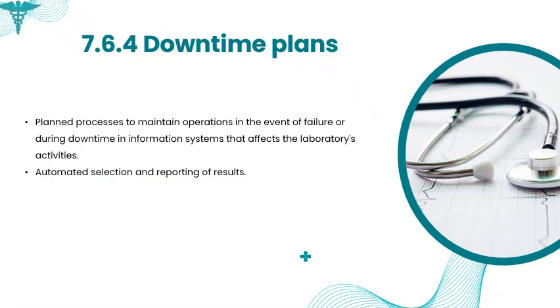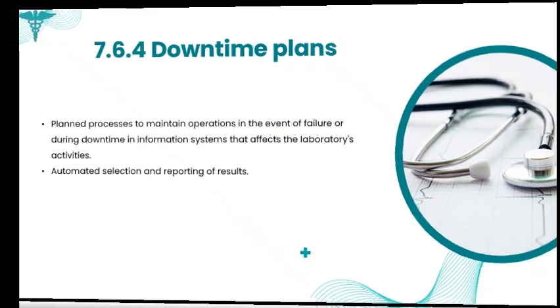Downtime plans. The laboratory must have a plan in place to ensure that its work can continue even if an information system fails or goes offline. This includes being prepared for interruptions that affect automated processes such as selecting results, validating them, or generating reports. In the event of system downtime, the laboratory should be able to switch to predefined alternative procedures, so that testing, result review, and reporting can still be carried out safely and accurately, until normal operations are restored.